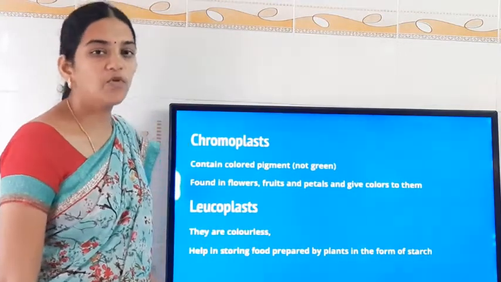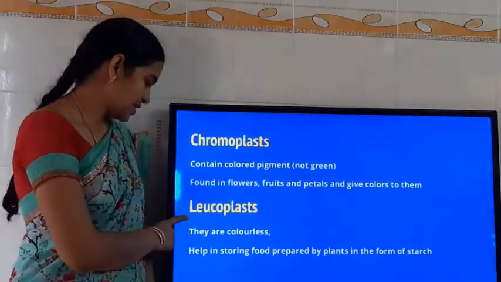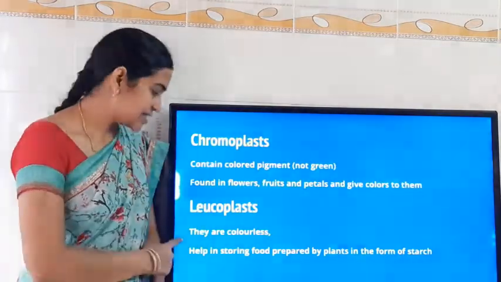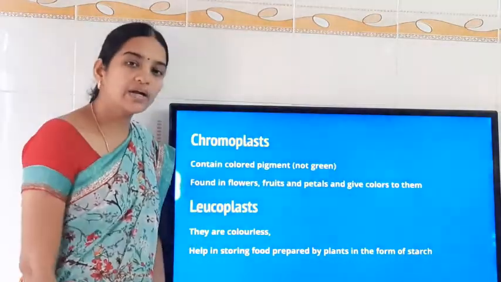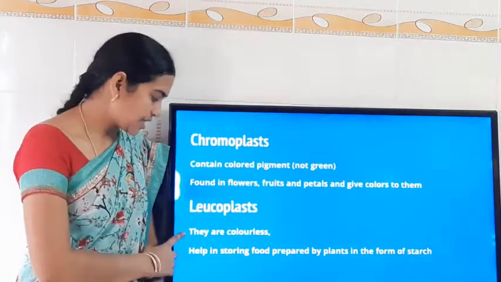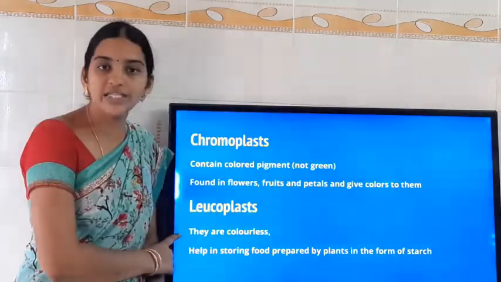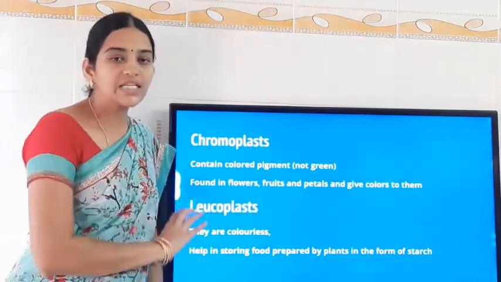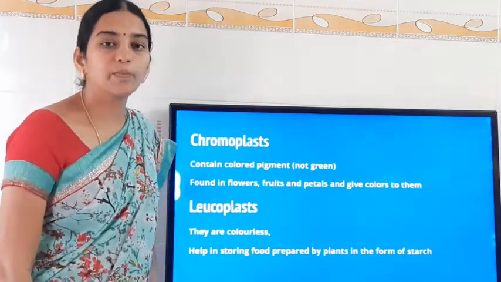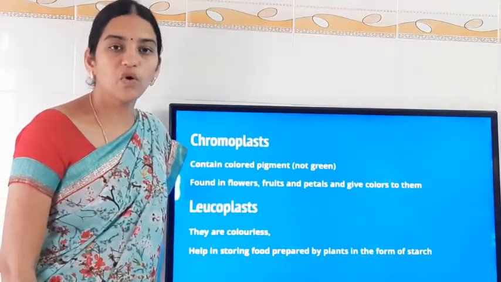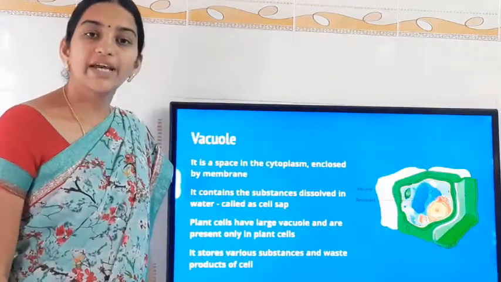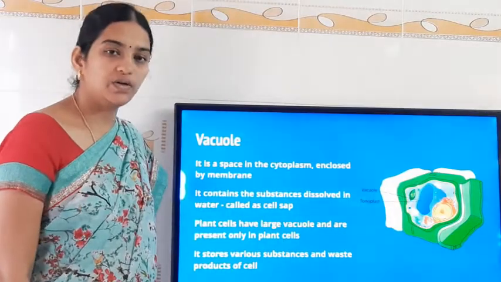And the next form of plastid is leucoplast. Out of all the three kinds of plastids, this plastid called leucoplast does not contain any colored pigment. So these leucoplasts are also called colorless plastids. But this leucoplast helps in storing the food which is prepared by the plants in the form of starch, fats and proteins. The next organelle is vacuole.